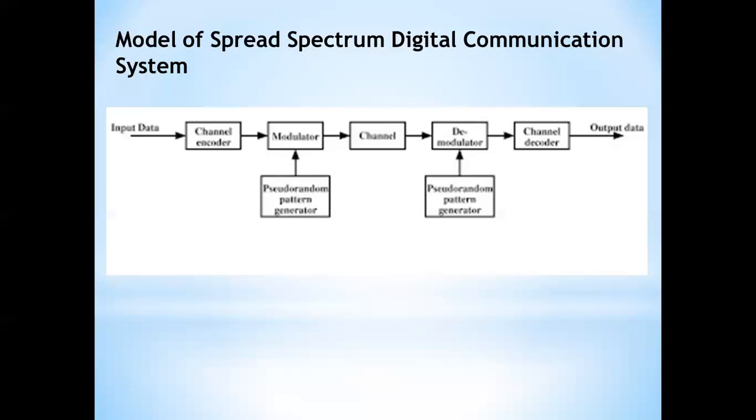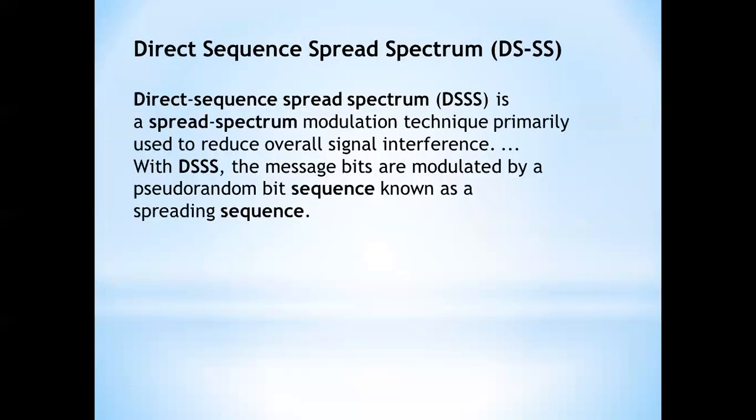If binary FSK is being used, then the frequency of the FSK signal is shifted pseudo-randomly. The resulting signal at the output of the modulator is called a frequency hop spread spectrum signal, that is FHSS signal. Now the next point is direct sequence spread spectrum, that is DSSS.